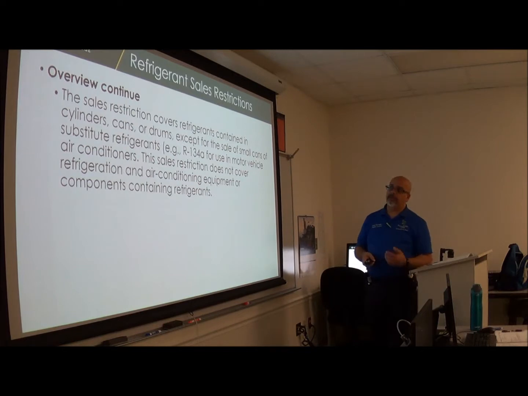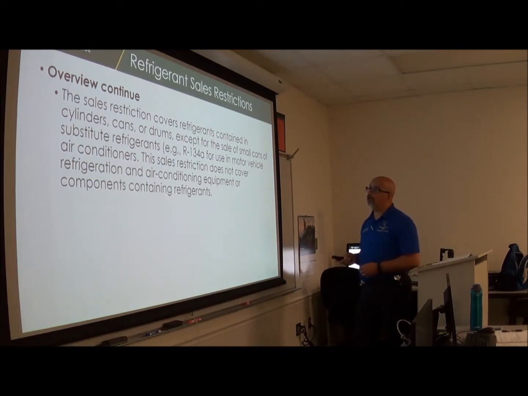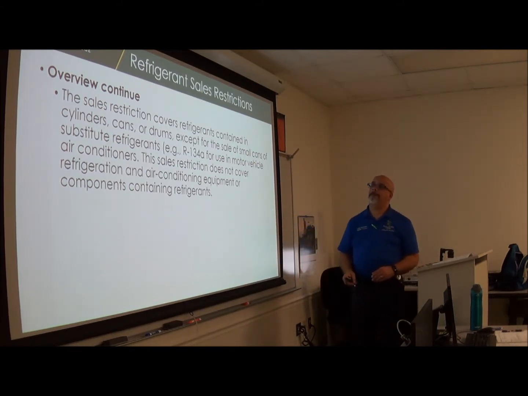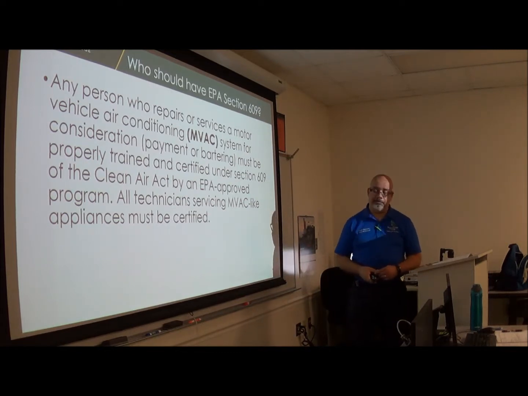Continuing the overview, the sales restriction covers refrigerants contained in cylinders, cans, or drums, except for the sale of small cans of substitute refrigerants, for example R134A for use in motor vehicle air conditioners. This sales restriction does not cover refrigerant and air conditioning equipment or components containing refrigerants. Okay, one thing is motor vehicle, one thing is equipment, two different things. Okay? So, who should have EPA Section 609?